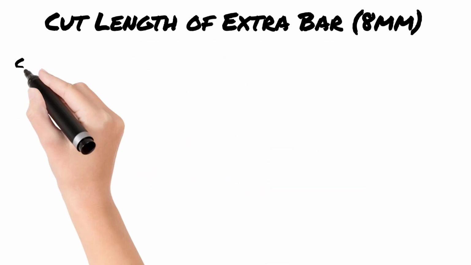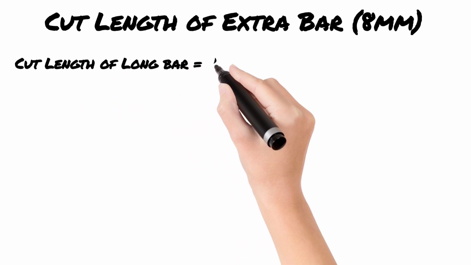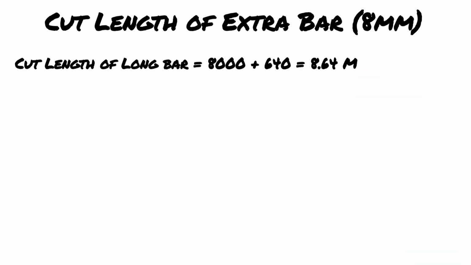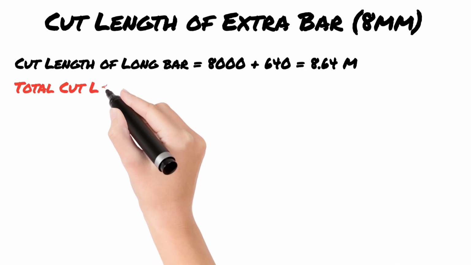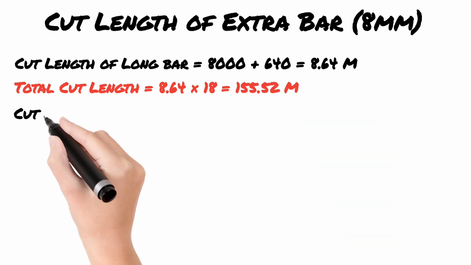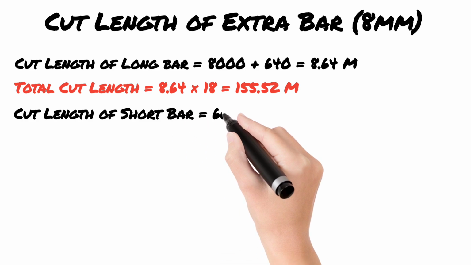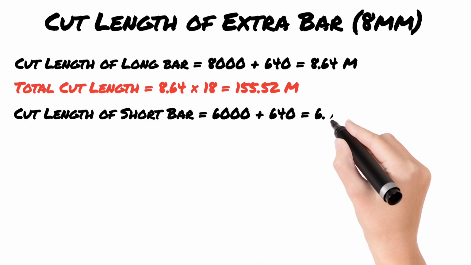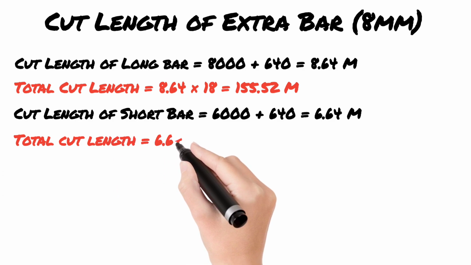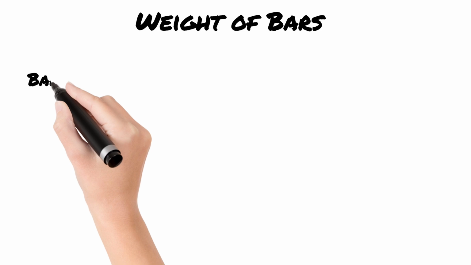The cut length for long bar is simply 8000 plus 2 times development length, that is 640, equals 8.64 meters. And total cut length is 8.64 times 18 equals 155.52 meters. Similarly, for short extra bar, 6000 plus 640 equals 6.64 meters, and total cut length will be 6.64 times 24 equals 159.36 meters.